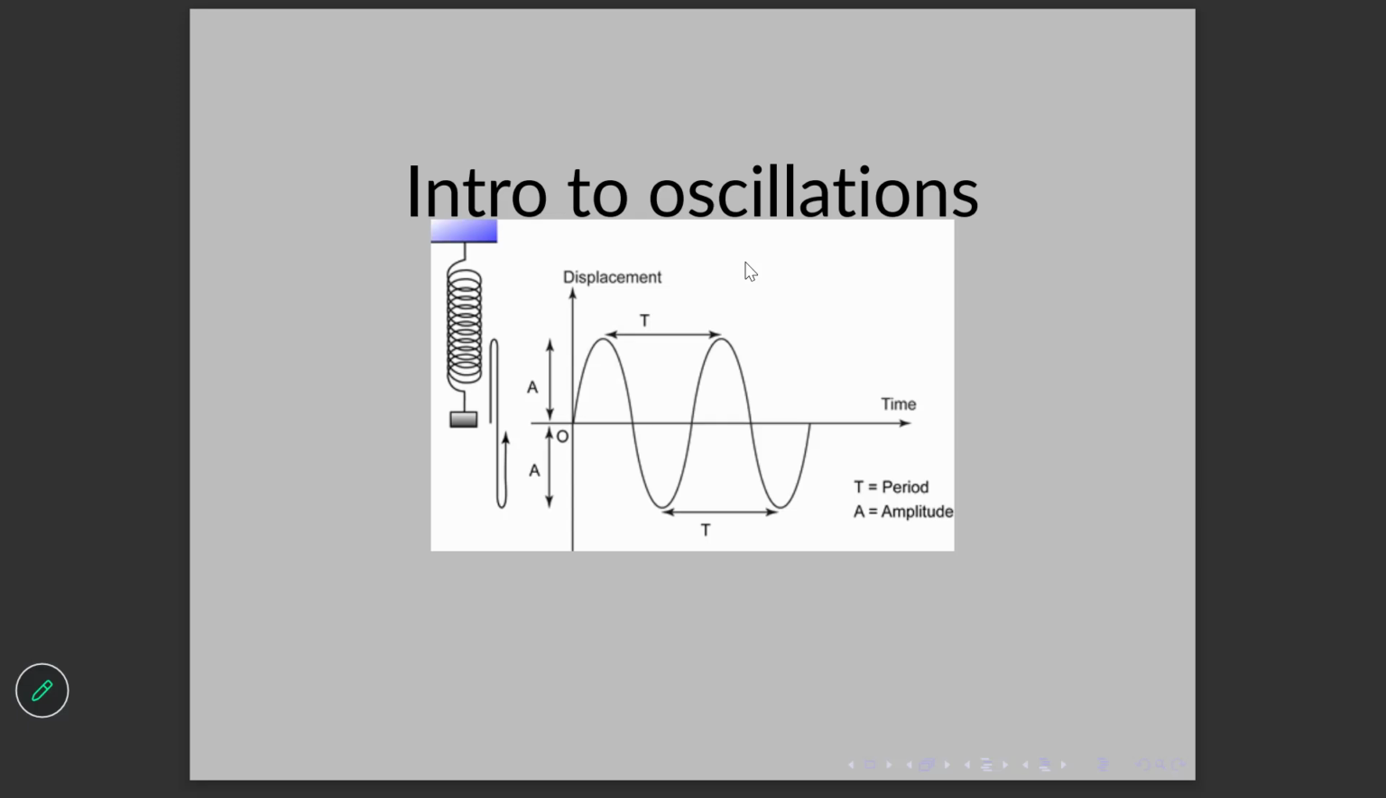Regardless of where I start, we refer to the distance from the midpoint to the peak as the amplitude of the function. We refer to the measure from the midpoint to the peak as the amplitude of that graph.